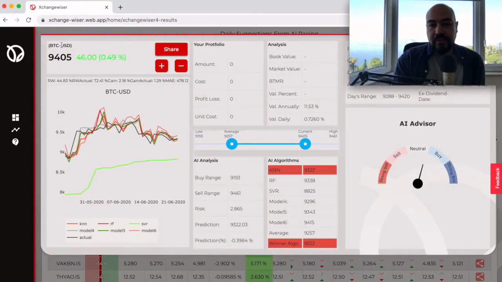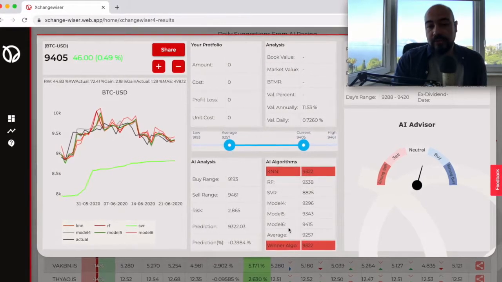So, for example, you can see the details in here, the algorithms racing in here, the lowest and the highest possibilities for today, the average value and the current value in here. There is a gauge in here indicating the possible action for today. Also, we are racing AI algorithms in here, and you can see the list of AI algorithms raced for this investment tool, and there is a winner among these algorithms.